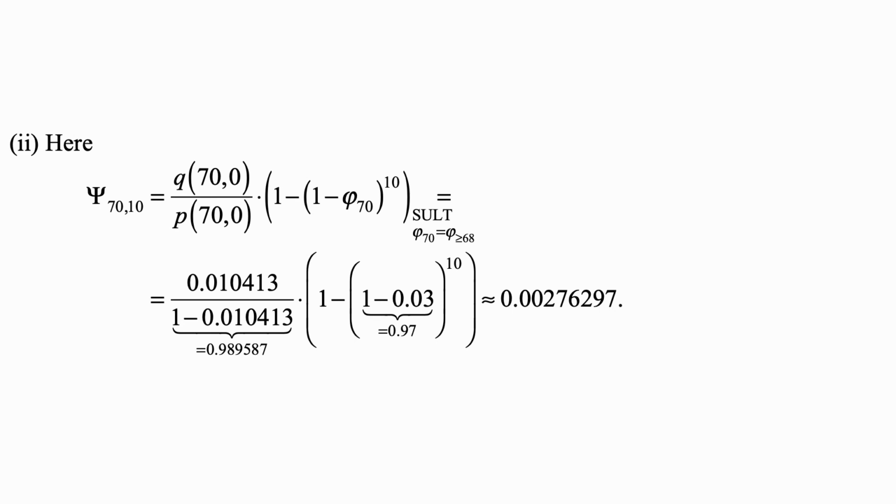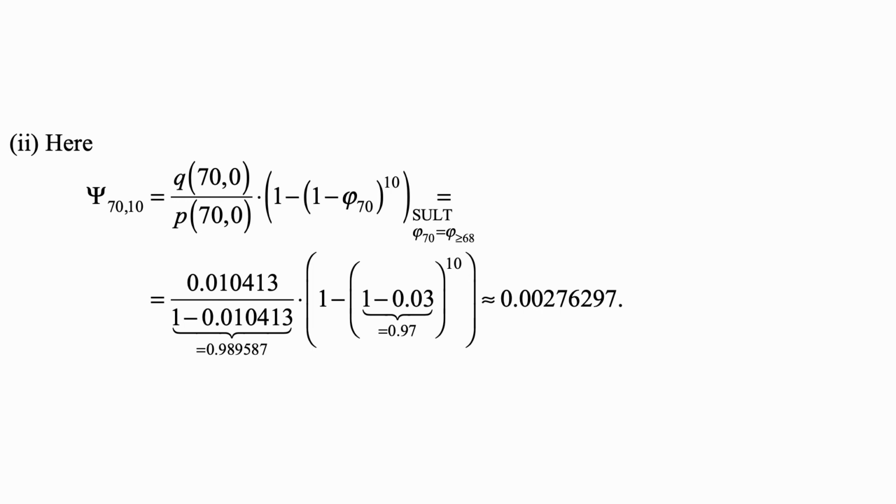For the second part, we're calculating psi of 70, 10. That's q of 70 over p of 70 times 1 minus phi sub 70 to the 10th power. Now remember that the base mortality comes from the standard ultimate life table, and remember that the improvement factors for ages over 68 are all the same, and they are the phi greater than or equal to 68 factors. So phi 70 is the phi for greater than or equal to 68.